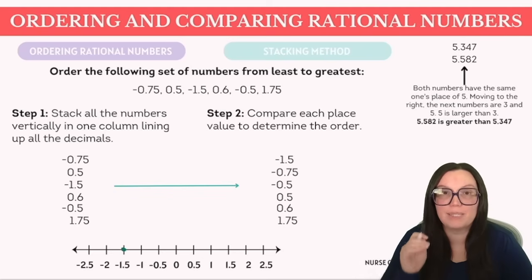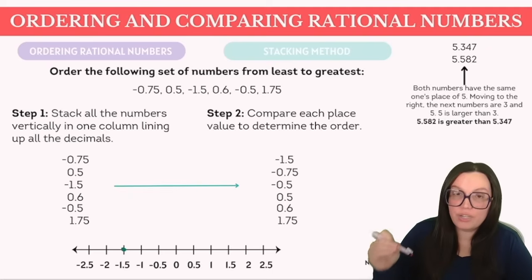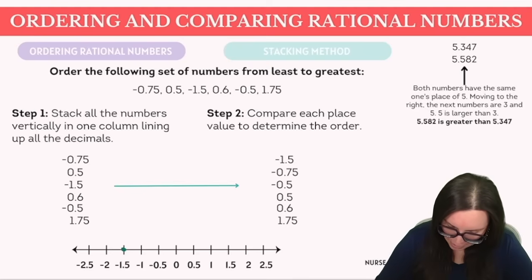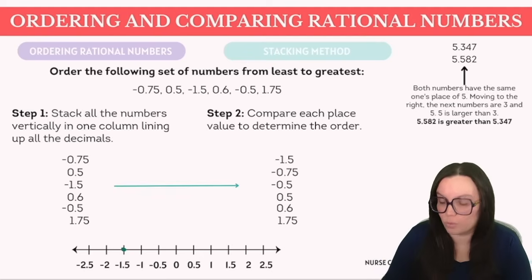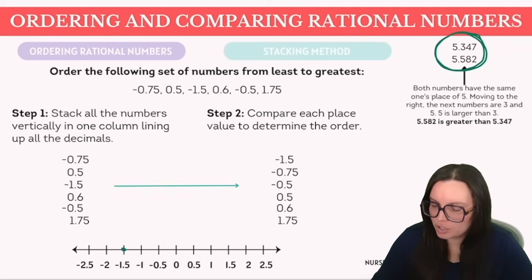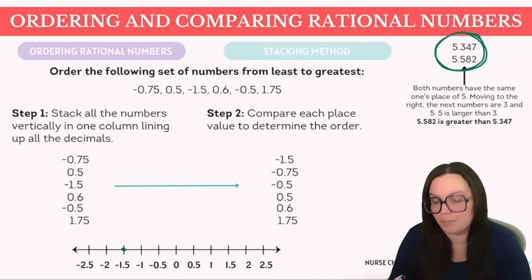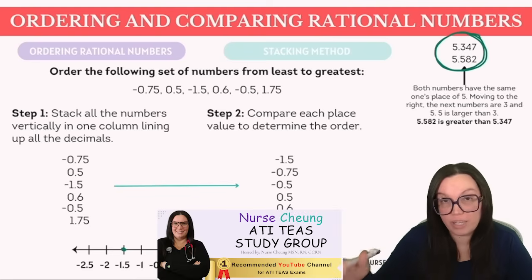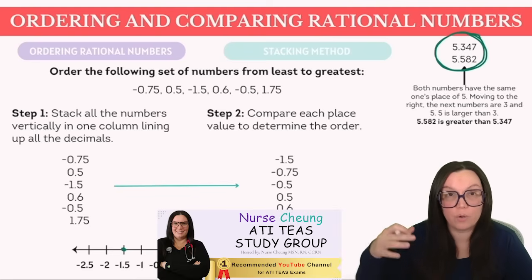So what we do in this method is we're going to stack all the numbers vertically and line them up based on their decimals. So if you look here, all of the decimals are lined up so that we can compare our numbers. Now, the reason why this works so well is I want to draw your attention up here to the right of your screen. If we're looking at a set of numbers that are lined up by their decimal points, it really helps us understand how each number is greater than or less than.